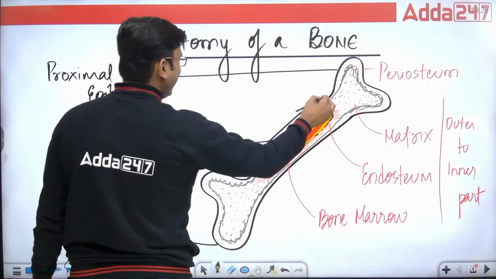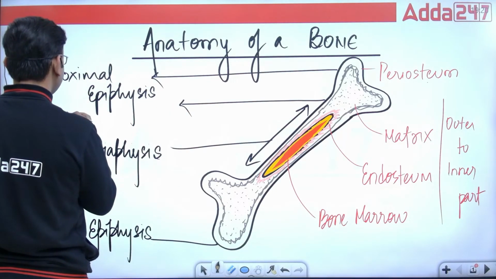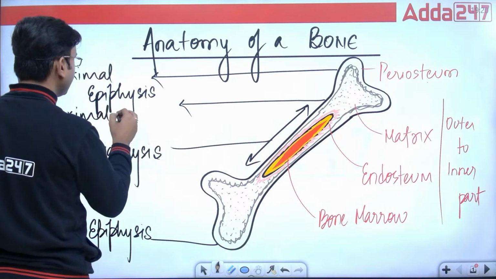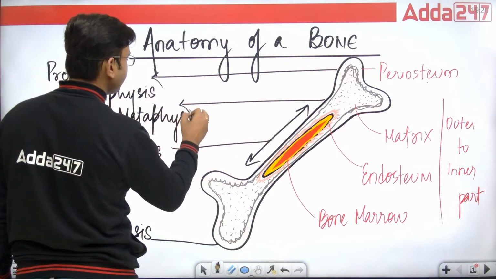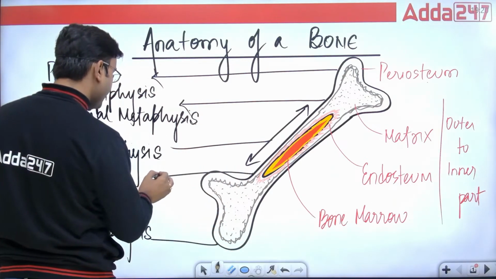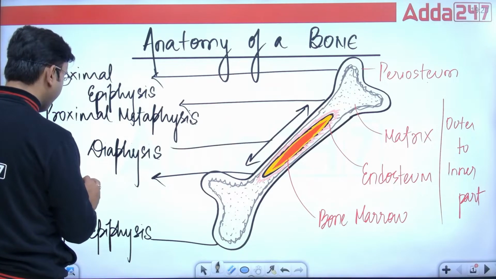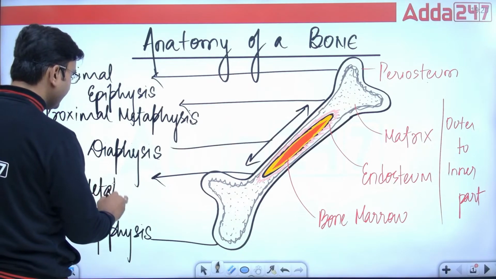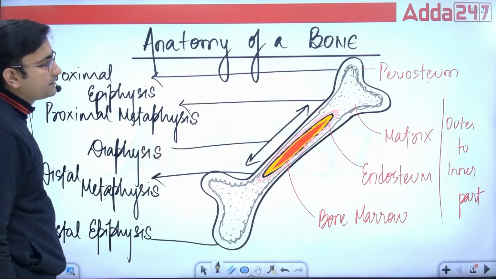And the upper neck region is called proximal metaphysis. And the lower neck region is called distal metaphysis. समझ में आया?